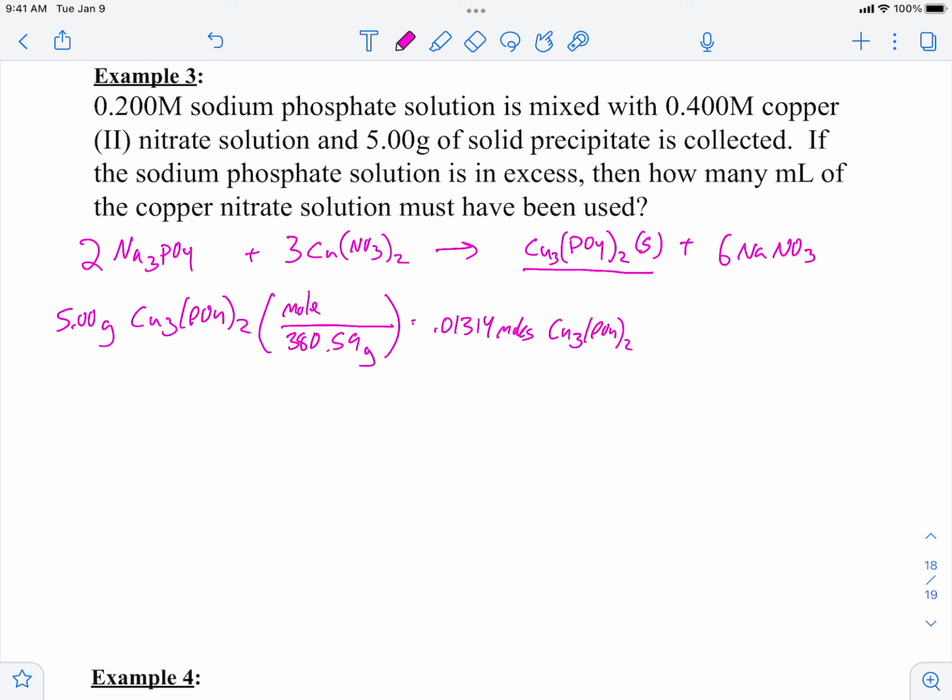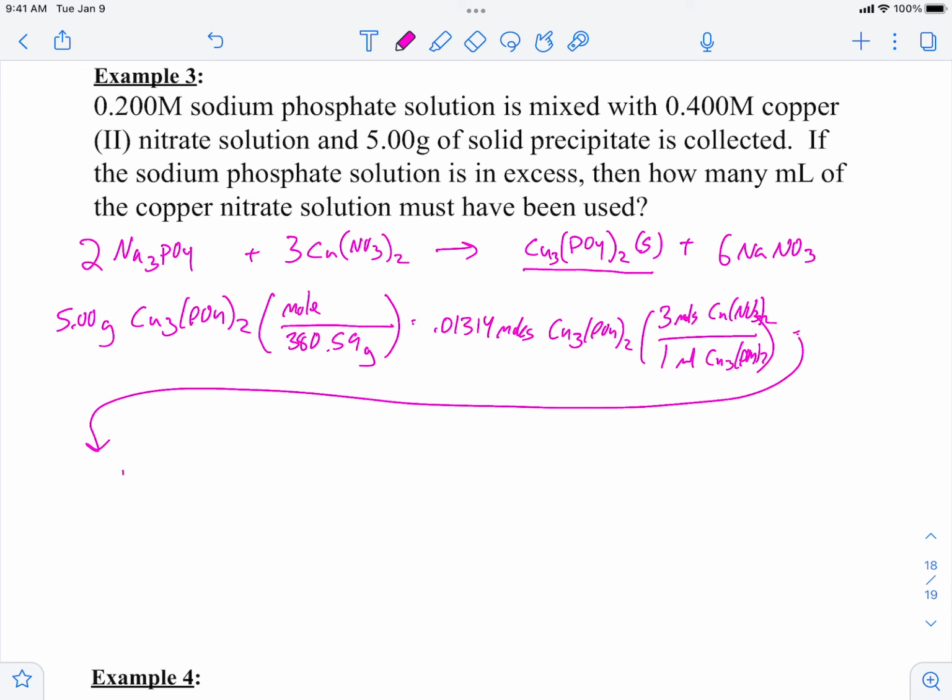Okay, are you guys with me so far? I've balanced the equation and I've turned the mass into moles. Again, they are asking about copper nitrate. So I need to take this value and convert it into copper nitrate. So the mole ratio then is that there's 3 moles of copper nitrate for every 1 mole of the copper phosphate. So effectively, I'm multiplying this number by 3, and that gives me 0.0394 moles of copper nitrate.